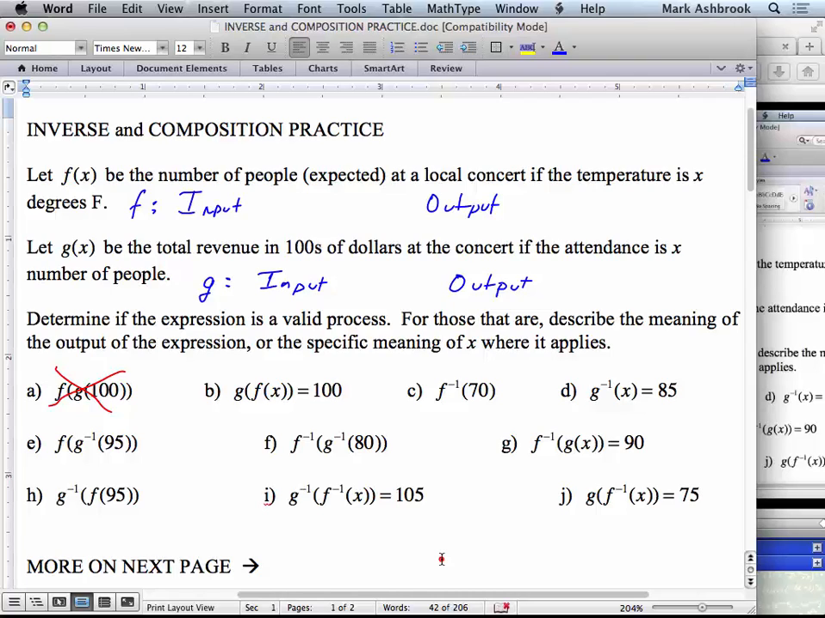Okay, and that represents the number of degrees. F inverse would be the input of F, and we do an output of 70 people. So that would be the temperature to give you 70 people. Got it. Thank you.